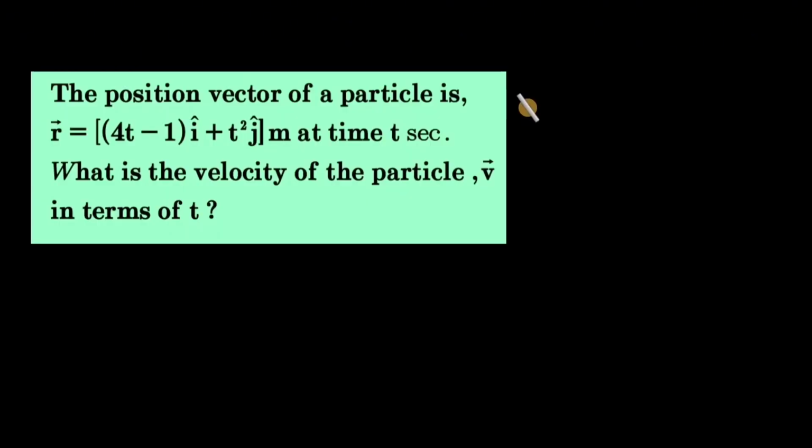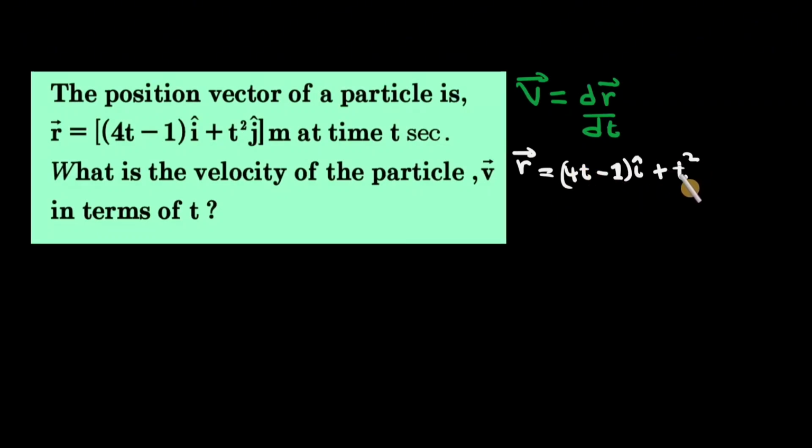You know the formula to calculate the velocity vector of a particle when the displacement vector or the position vector is given is dr/dt. That is, I differentiate the position vector with respect to time. From the equation, the position vector is r equals (4t minus 1)i plus t squared j.